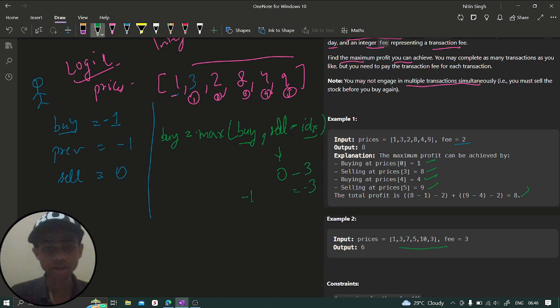And buy initially was minus 1. So which one is the maximum, minus 1 or minus 3? Minus 1 is the maximum, we are taking minus 1. I hope you are getting it. If we try to buy it over here, we have to spend much more, we are getting a loss, right? We have to spend a much larger amount, right?